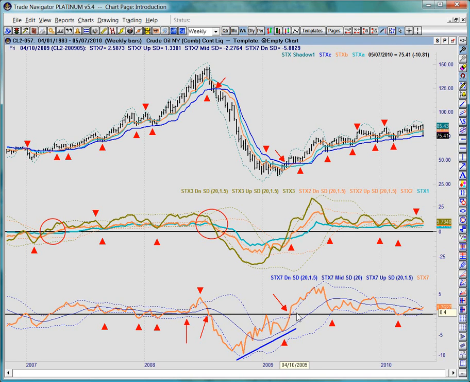Now that we've taken a brief cursory examination of the way both the triple STX with the shadow line and the component 4 line and the STX7 operate, let's examine the remaining Ocean Pro tools that are additions and enhancements to existing indicators in the Ocean library.